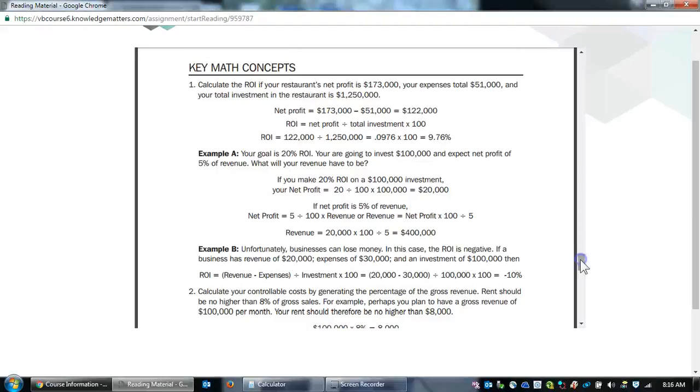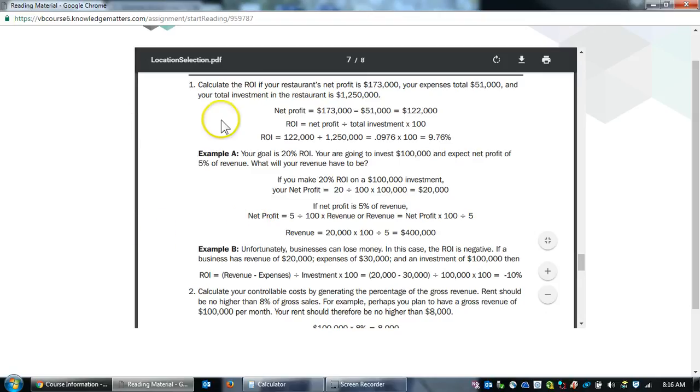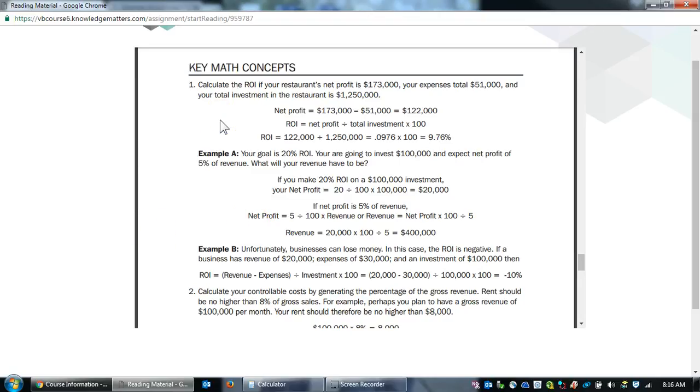Hey guys, just want to go over the math for lesson 2 location. These are some of the examples they give you before you do the math, and I believe it's after you do the reading. I'm going to read them and talk you through what to do with these, okay?